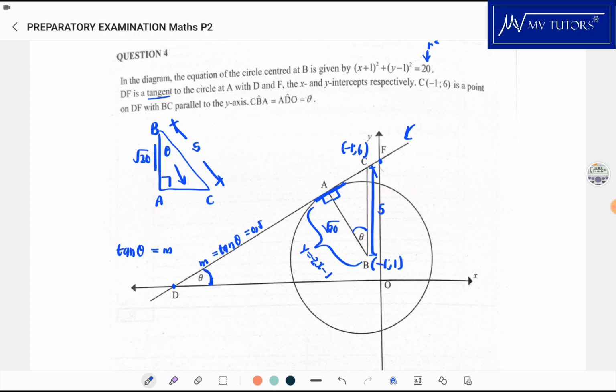We can do that. Or what can we do? What can we say? So we have the equation of the circle.